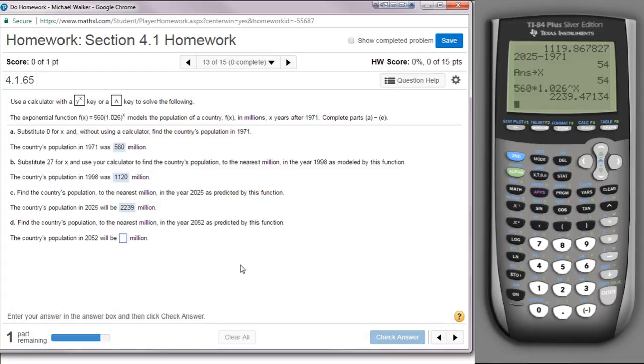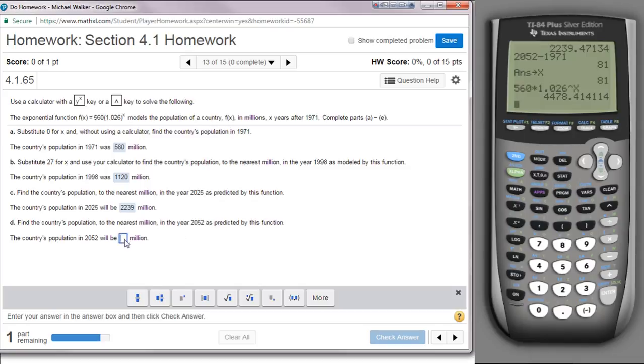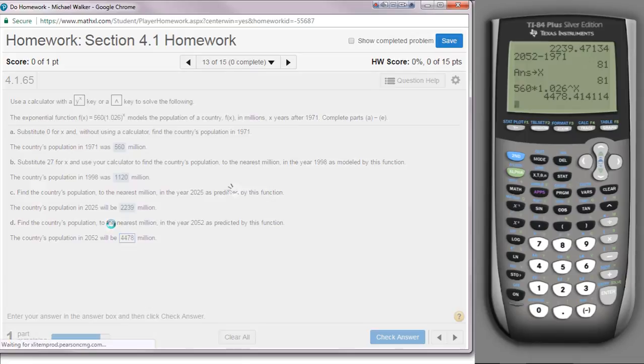Now we're going to find the population in 2052. I'm going to do the same thing: 2052 minus 1971, and I get 81. Store that as my variable, then go back to the model and hit enter. I get 4,478 million. Great.